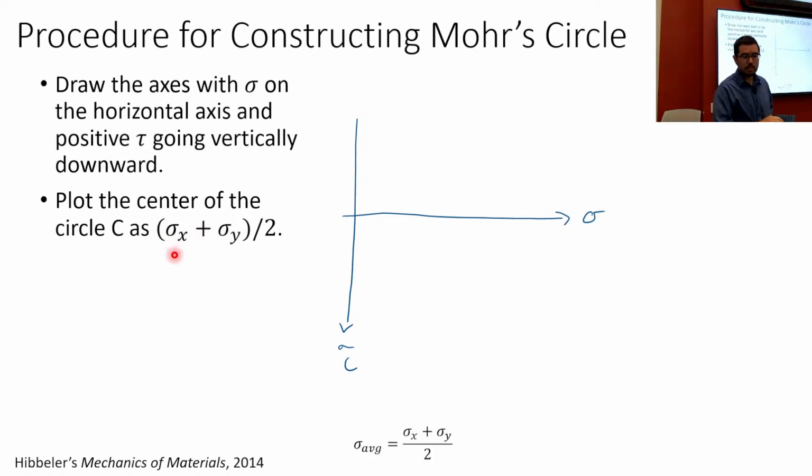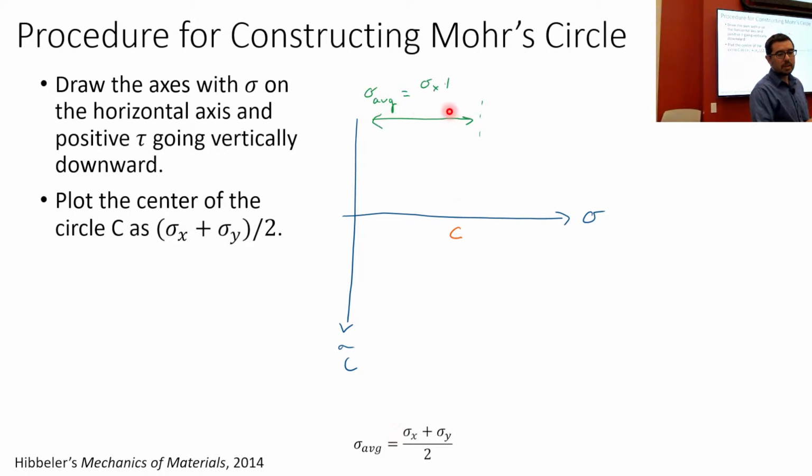And how do we do that? Well, we have the formula, right? Sigma average is equal to sigma x plus sigma y over 2. And then I can write out its distance to the origin as such, okay? So far, pretty simple, right? I know where the center of the circle is.